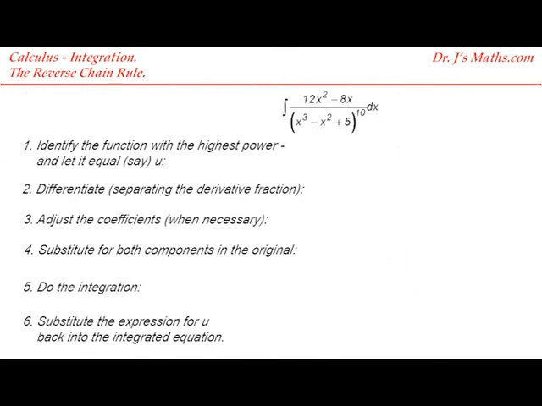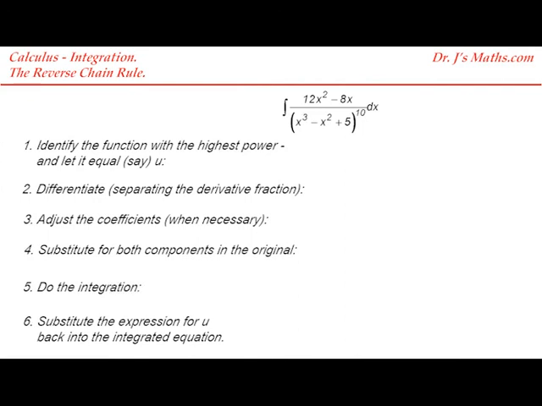Okay, let's do a second example. We're going to integrate 12x squared minus 8x all over x cubed minus x squared plus 5, all to the 10th, times dx, because it's with respect to x.